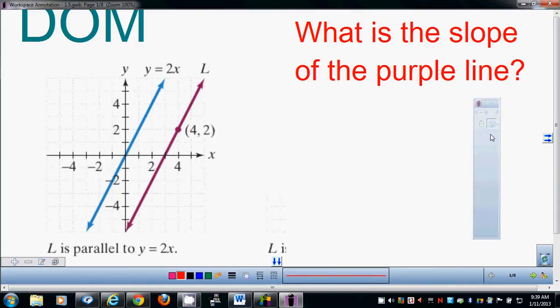What's the slope of the purple line? 2. Good. If lines are parallel, then they have the same slope. So, since the blue one had a slope of 2, the purple one also has a slope of 2. That's a large portion of today's assignment right there.